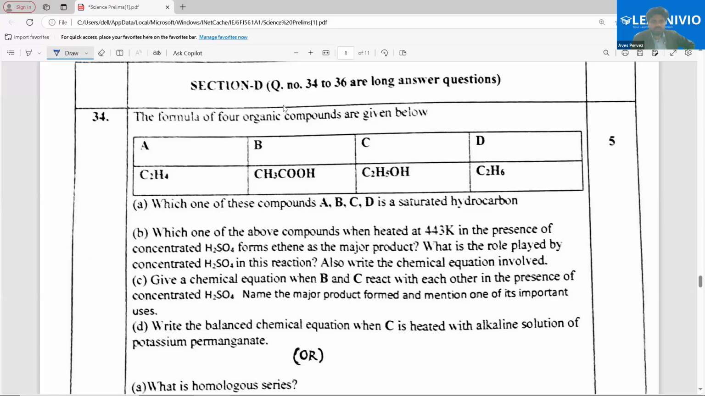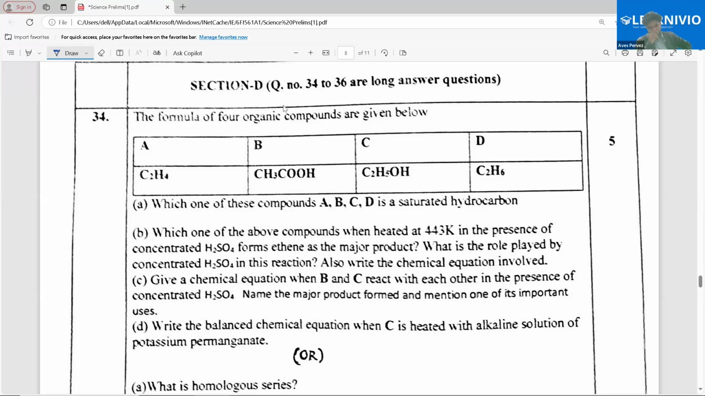Sir, for A, it will be C and D saturated, right? Write the formula of the four organic compounds given below. A. Which of the following compounds A, B, C is a saturated hydrocarbon? So C2H4 is A. B is saturated, C is saturated, and D is saturated. A, B, C, D में सिर्फ A unsaturated है, others are saturated. Okay. Don't think that there is a double bond between carbon and oxygen; a double or triple bond should be between carbon atoms, but not with carbon and oxygen atoms.